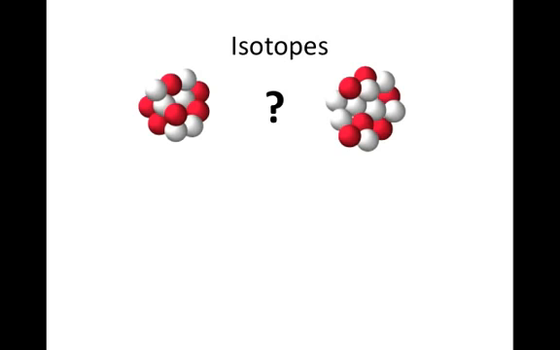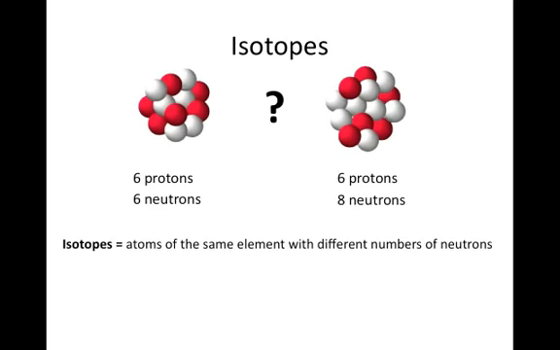We can see that the two nuclei are clearly different. They both contain 6 protons, but the one on the left contains 6 neutrons, while the one on the right contains 8 neutrons. These two atoms are called isotopes. Isotopes are atoms of the same element that have different numbers of neutrons.